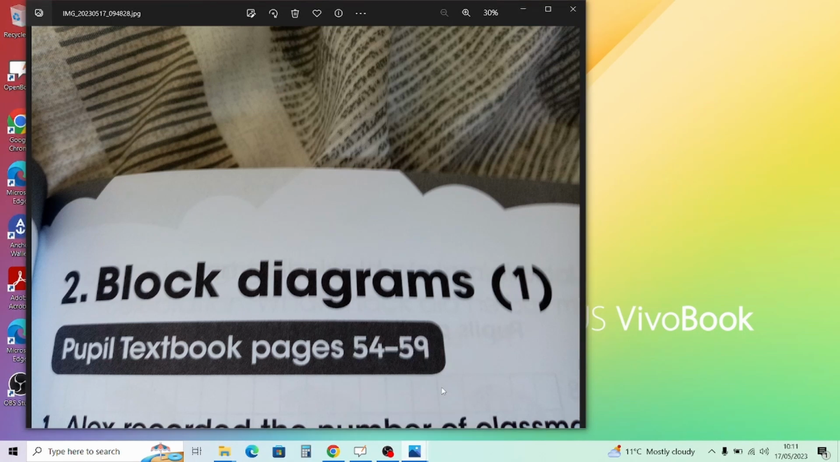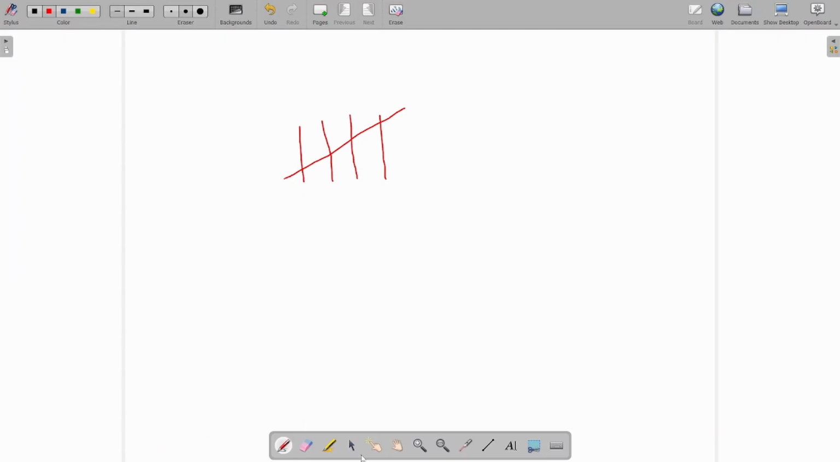And it's block diagrams, which is getting them used to block diagrams. They call them block diagrams here. It's also known as bar charts, we tend to call them as well, which is fine. So the question 1A is again similar to what's been done before. That should be straightforward. And then B, you put this into a block diagram, which is basically putting this information into a chart.